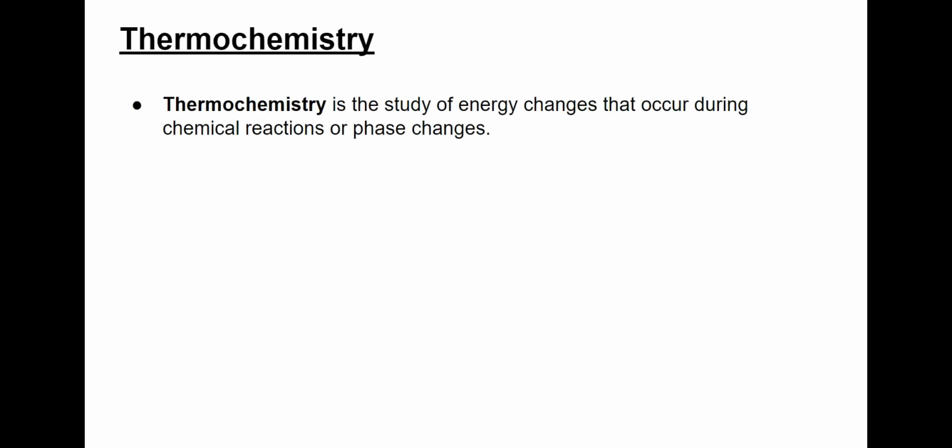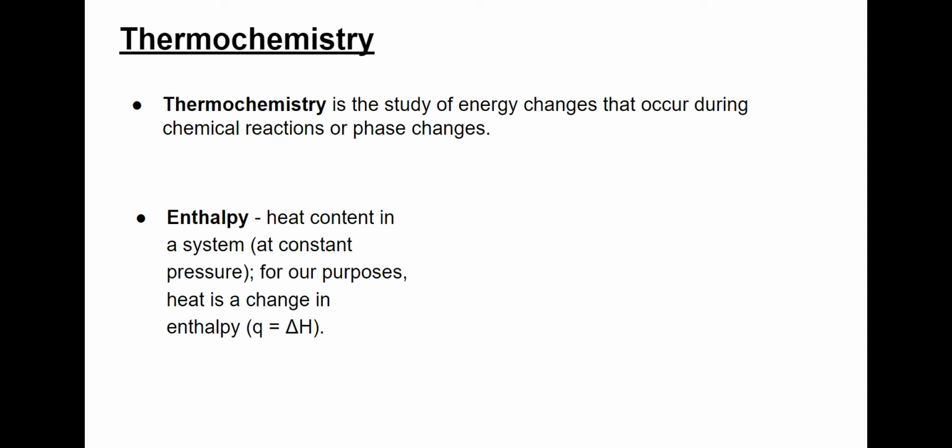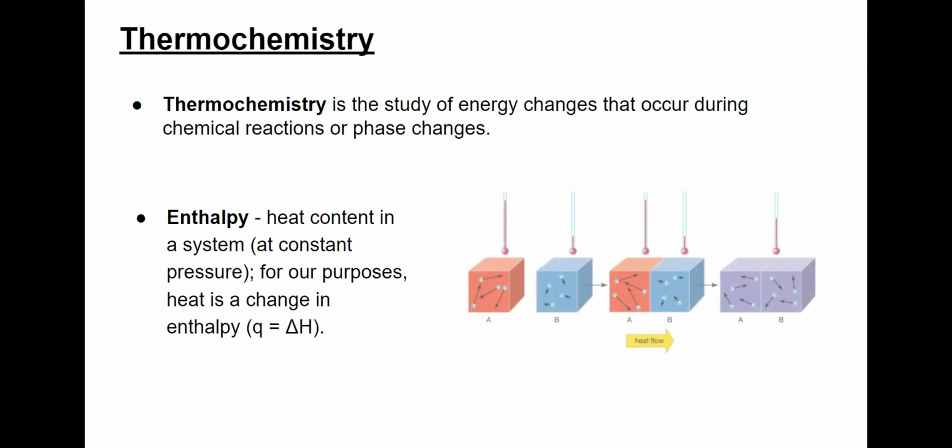Thermochemistry. Well, thermochemistry is the study of energy changes that occur during chemical reactions or phase changes. Phase changes are like melting, boiling, freezing. Enthalpy is heat content in a system. Technically speaking, it's at a constant pressure. We don't really need to worry about that today. For our purposes, we're going to say that heat is a change in enthalpy, and we can describe it with that mathematical equation, Q equals delta H.